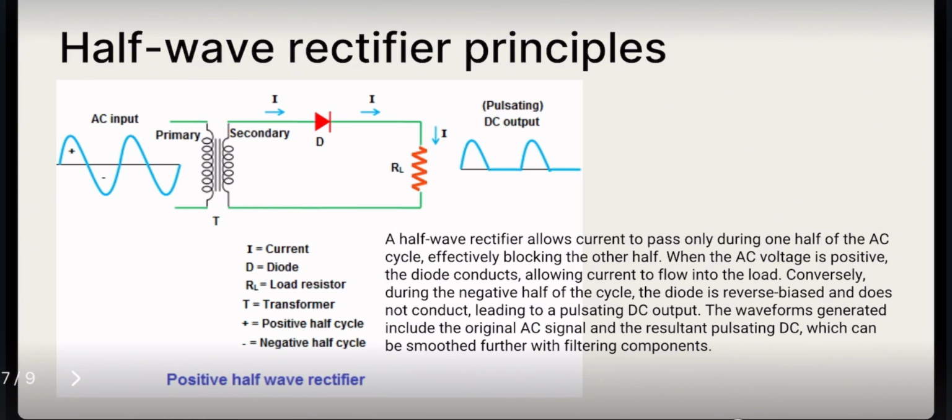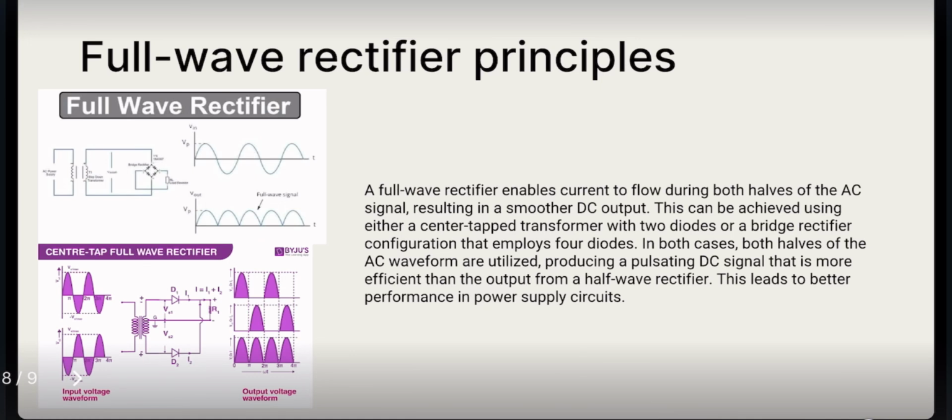A half-wave rectifier allows current to pass only during one half of the AC cycle, effectively blocking the other half. When the AC voltage is positive, the diode conducts, allowing current to flow into the load. Conversely, during the negative half of the cycle, the diode is reverse biased and does not conduct, leading to a pulsating DC output. The waveform generated includes the original AC signal and the resultant pulsating DC, which can be smoothed further with filtering components.